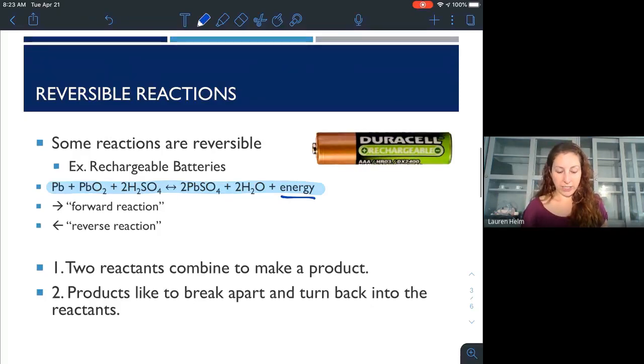So what we're looking at is our reactants combined to make a product. Our products can break apart to reform the reactants. That's the basis of a reversible reaction: we can use reactants to form products, and those products can break back down into the reactants. And so we're able to cycle back and forth between these two.